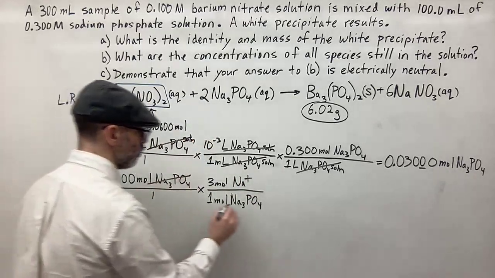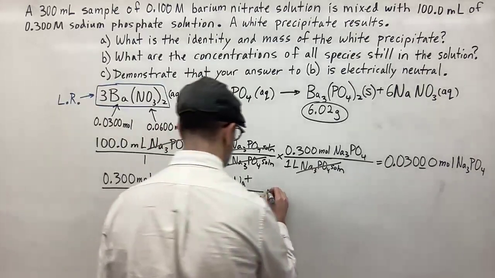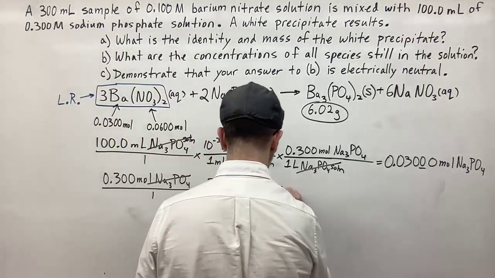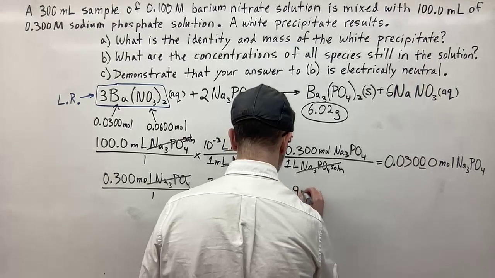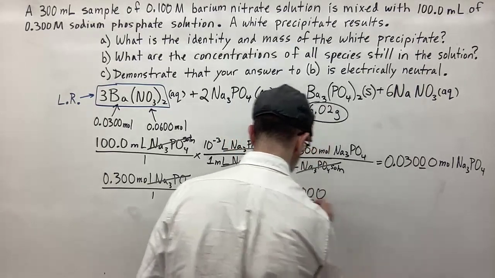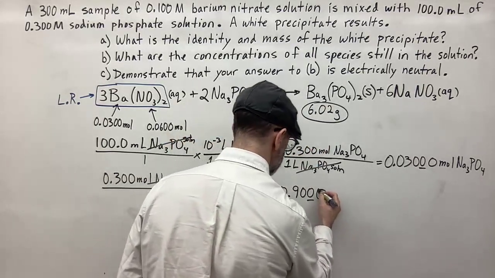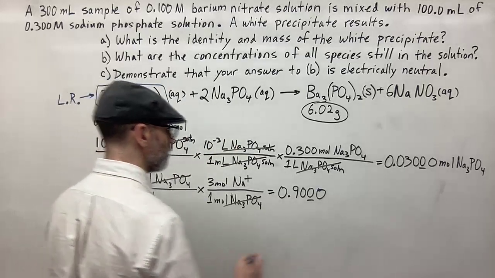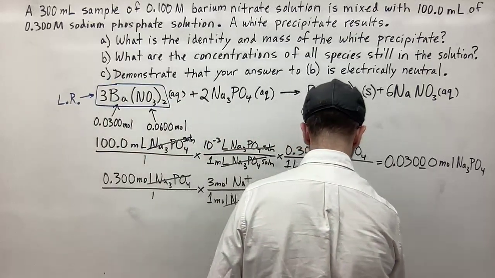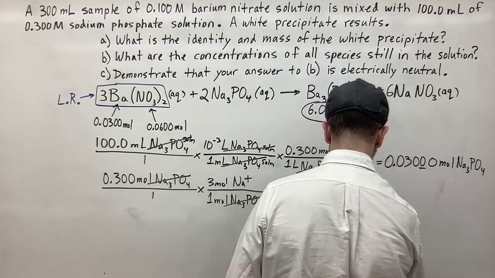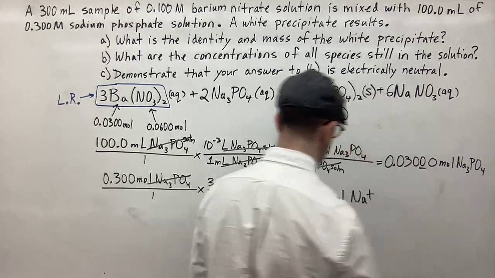So moles of the sodium phosphate cancel out, and then we get 0.9000, extra 0 just in case. And that's going to be moles of Na plus.